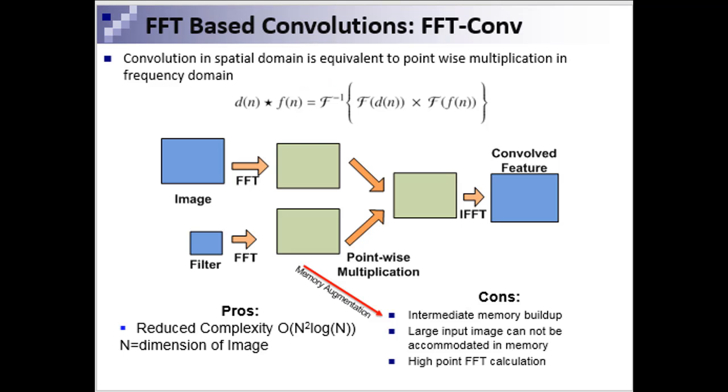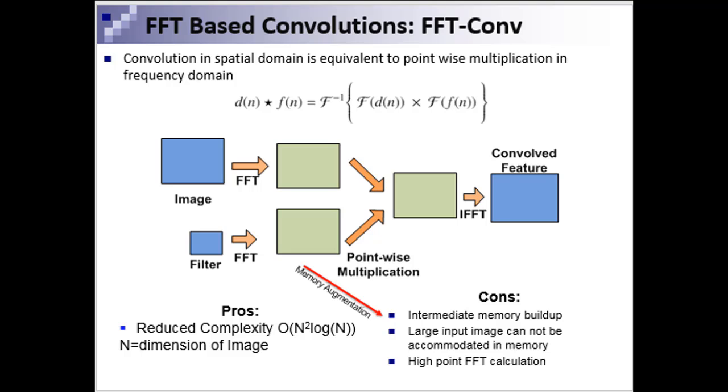Now we know that convolution in the time domain can be represented by multiplication in the frequency domain. So we are using that idea to our advantage. We do a fast Fourier transform on the image and the filter, do a point-wise multiplication, and do an inverse FFT of that to get the convolved feature. The advantage is that we are reducing complexity to the order of n squared log n.